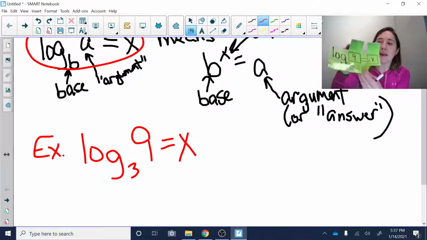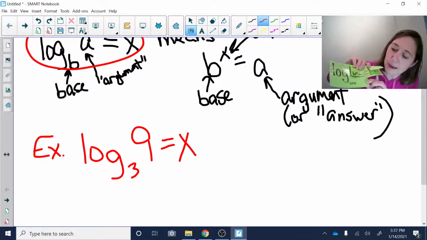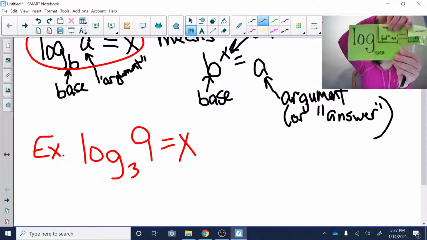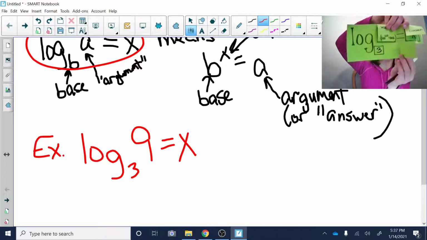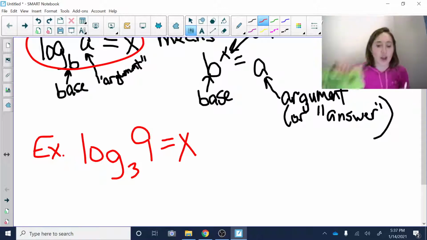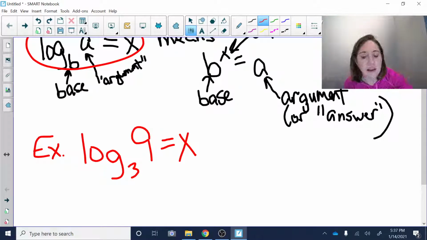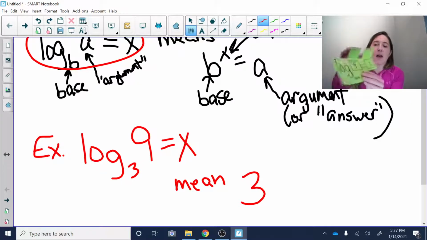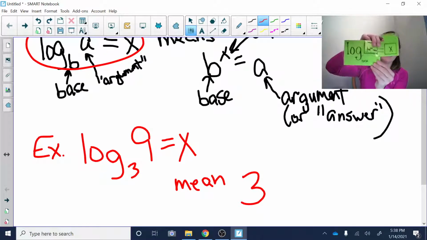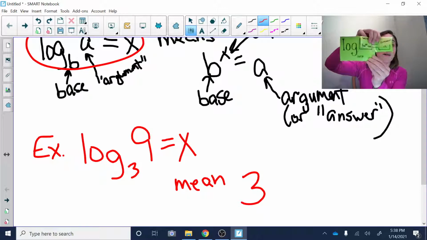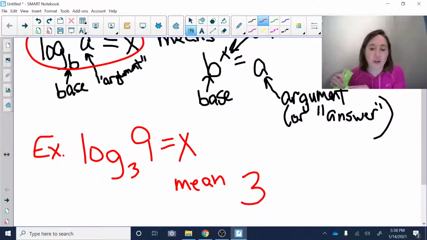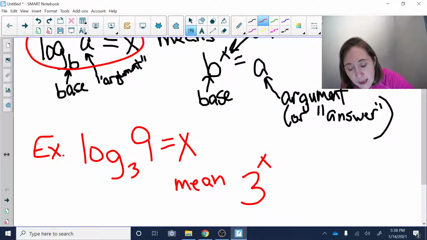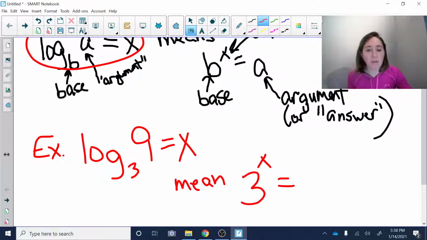So which number is the base here? So if I fold my flaps up, the base is down here at the bottom. The base is the bottom number, and that is the 3. So if I'm going to write this in exponential form, this means the base is the 3. Which one would be my exponent in this problem? Well, that would be over here where the x is. So my exponent is the x. That's what I don't know in this problem.